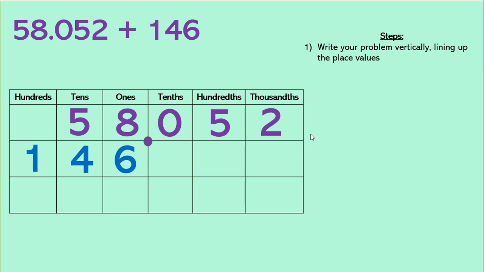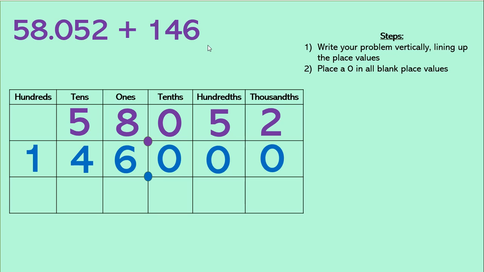The 6 is in the ones place, which is right below the 8 in the ones place in our first number. Notice there is no decimal point here, but when there's no decimal point, remember it goes at the end of our number, just like if we were reading a sentence and there's a period at the end of our sentence. Now we're going to be placing a 0 in all the blank place values. So here, we're going to put a decimal point right after the ones place before the tenths place, and we're going to be putting 0 in the tenths, hundredths, and thousandths place in our second number.